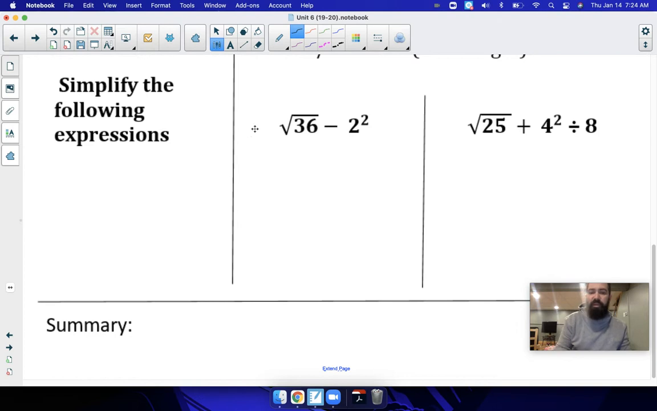Let's do some evaluating here. No, this is actually just solving. I'm going to show you just how to do this mentally, and then I'm also going to show you how to do it on a calculator for those of you who want to do it that way as well.